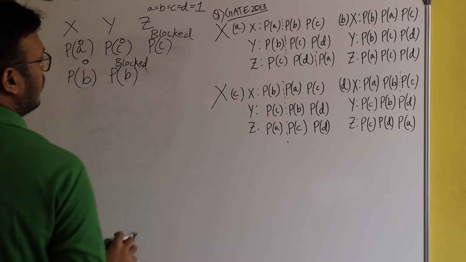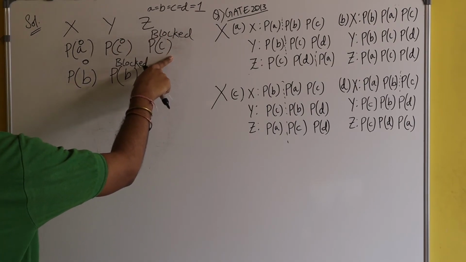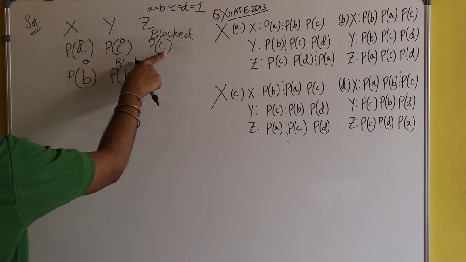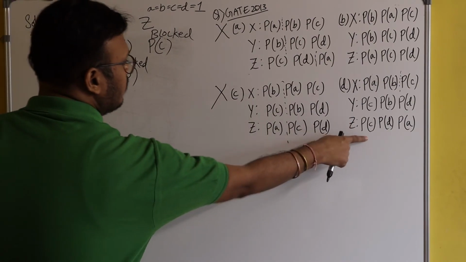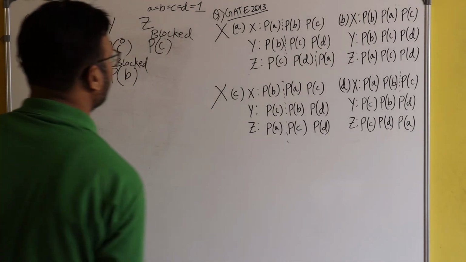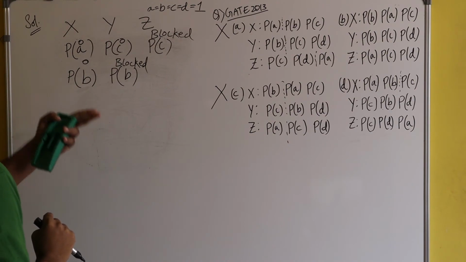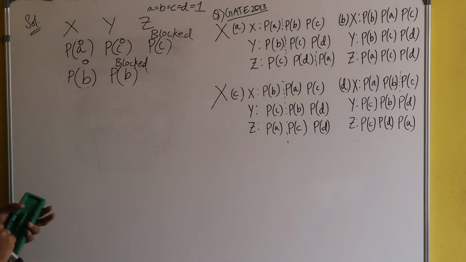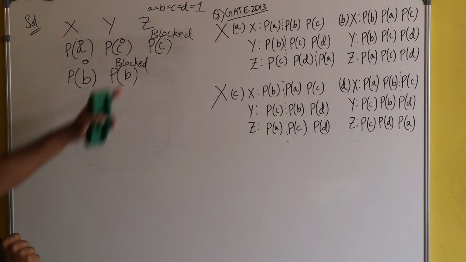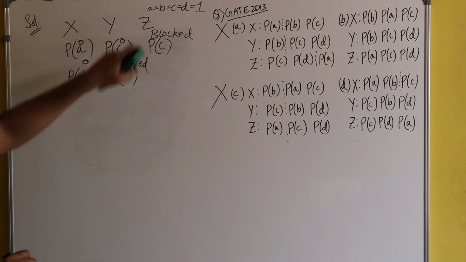Okay, and here you see Z is already blocked on the semaphore variable C. Without executing PC successfully, Z can't execute PD. So still Z is blocked because C has not been made 1 by any of the processes, say process Y, which has not released C. So C is still 0 and Z is blocked.